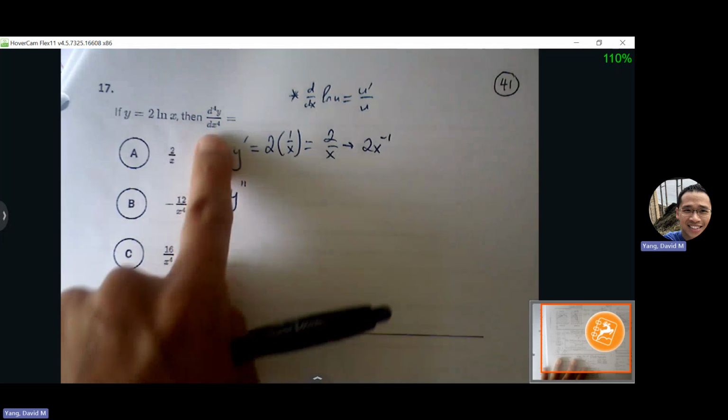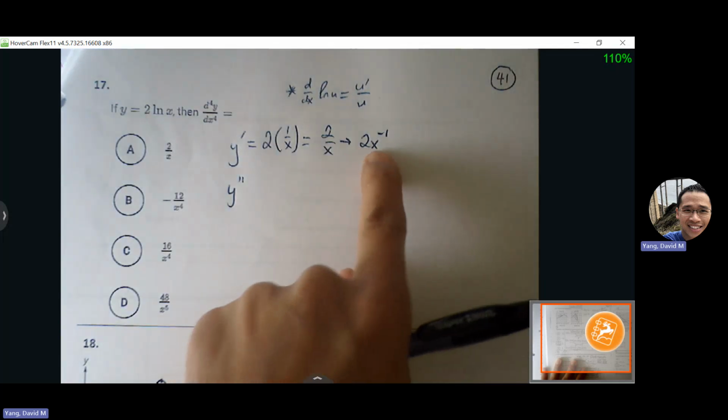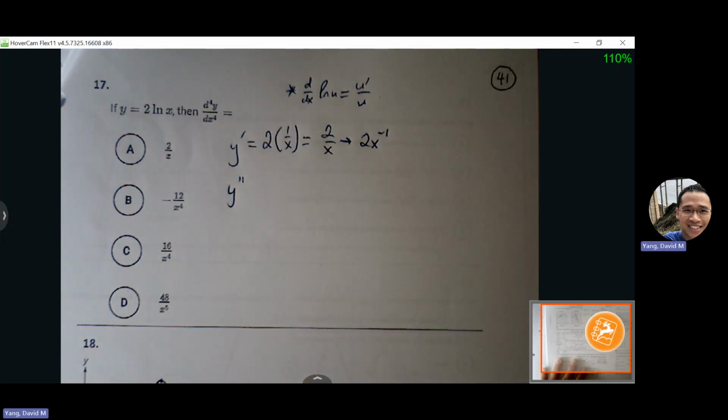It does seem daunting to find the fourth derivative, but the nice thing is that this is power rule, so we can just keep going through power rule multiple times, and eventually we can make our way to the fourth derivative.